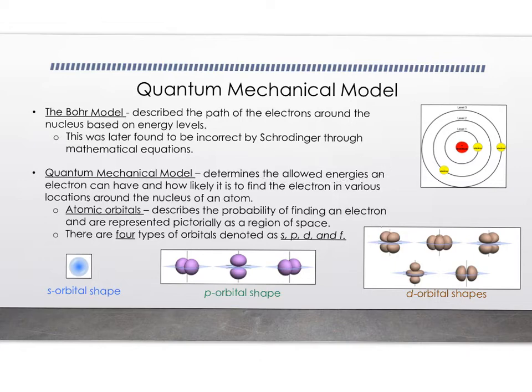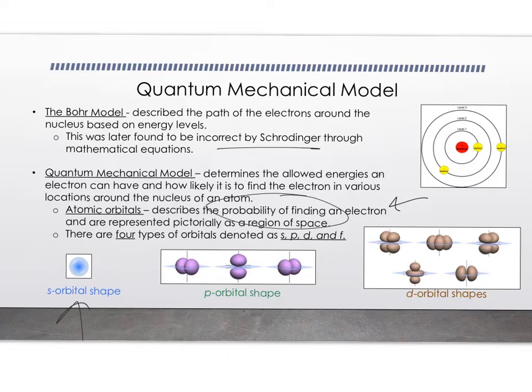So Schrödinger proved the Bohr model to be not as accurate as it should be. Schrödinger later defined the atomic orbitals, representing the probability of finding an electron, and they are represented pictorially as a region of space. So there are four different types. There are four major ones: S, P, D, and F.